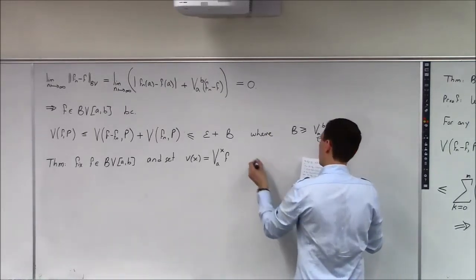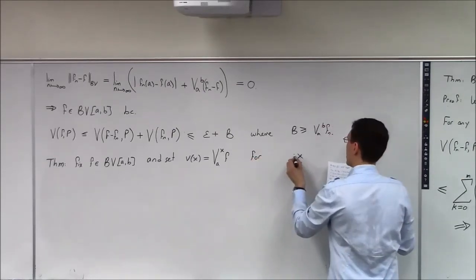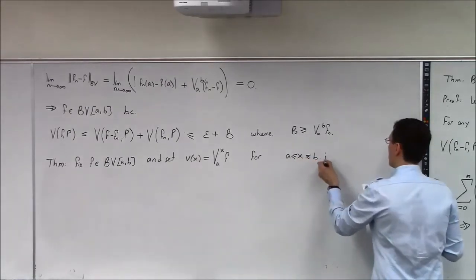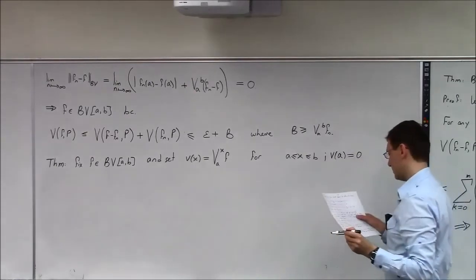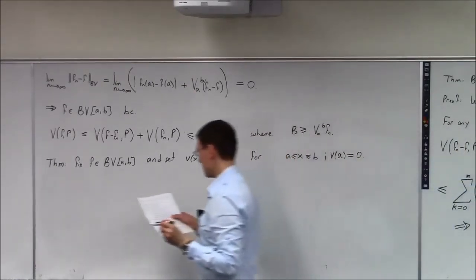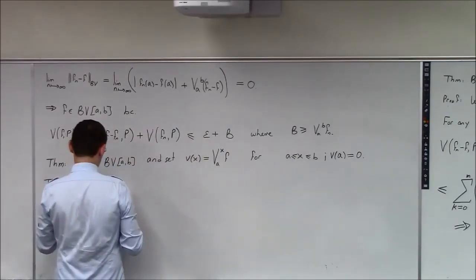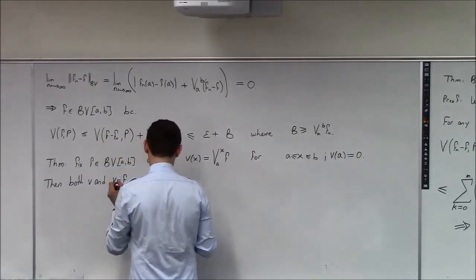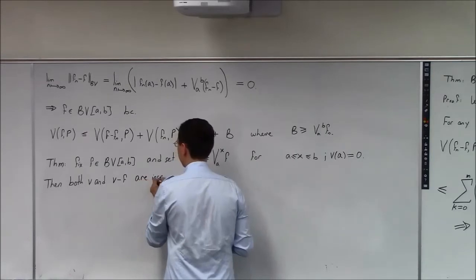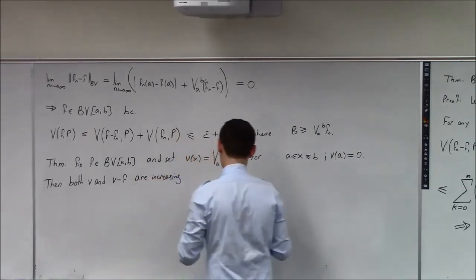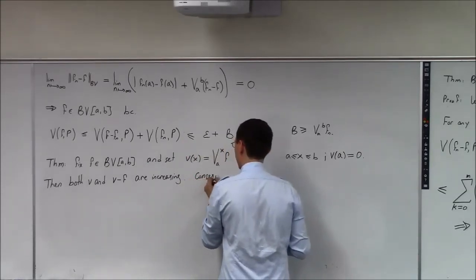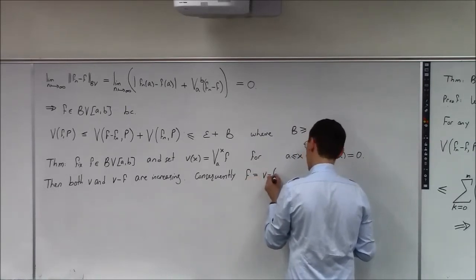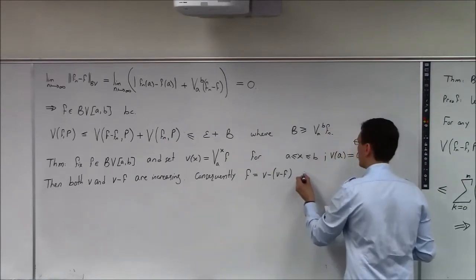And that's defined for x bigger than or equal to a and less than or equal to b. I should make a note that V(a) should be 0. Then both V and V minus the function f are increasing. Consequently, we can say that f is equal to V minus (V minus f), the difference of increasing functions.